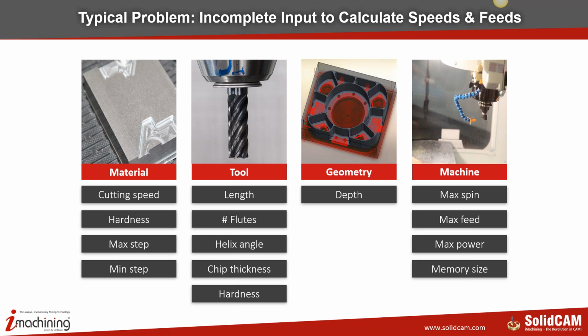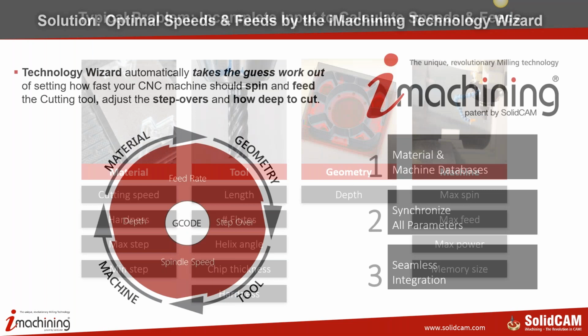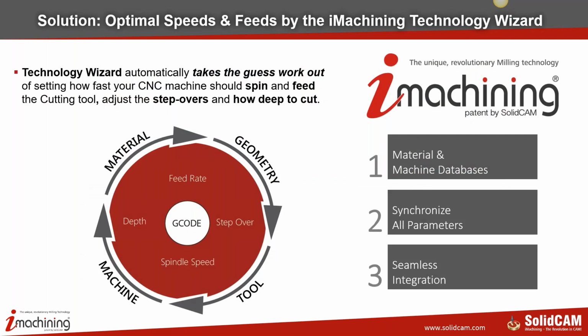So how does iMachining take this into account? First of all, iMachining has a database. That means the database that comes with the software is blank. We do not supply anything. So the user has to decide what material he is going to cut, what geometry he is going to cut, what tool he is going to use, and what machine is going to cut.